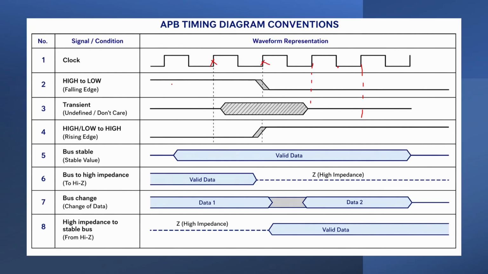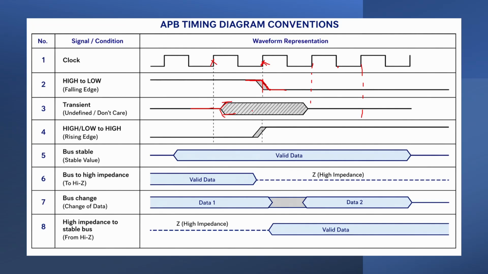This is high to low. At this passage of the clock we change it: up to this we maintain high, after that it goes low. And then the transient region: the high impedance state changes to the transient state. This shaded region, don't take that data. It is undefined data.